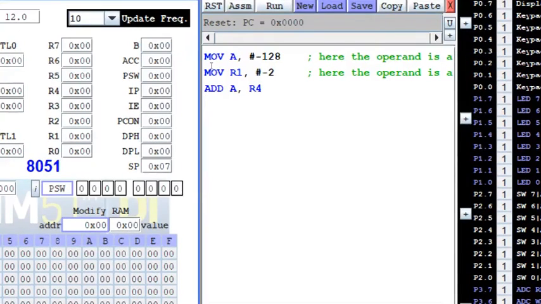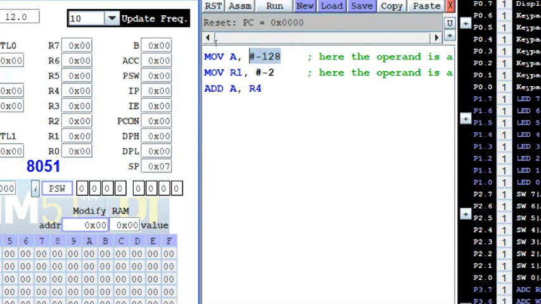In this example we are using both the numbers in decimal format. Both the numbers are in decimal. Remember, here we are not putting any h after the number. Since there is no h after the number, this number is simply a decimal number.